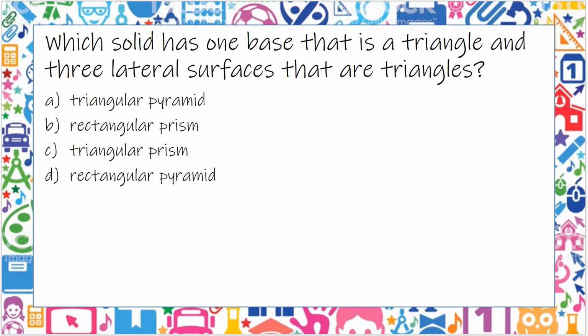So your first question is, what solid has one base that is a triangle and three lateral surfaces that are triangles? We talked about in one of the earlier lessons that one base is always a pyramid, and then the figure is named after whatever base it has. So we have a pyramid because it only has one base, and then the base is a triangle. So it will be triangular pyramid, or A.